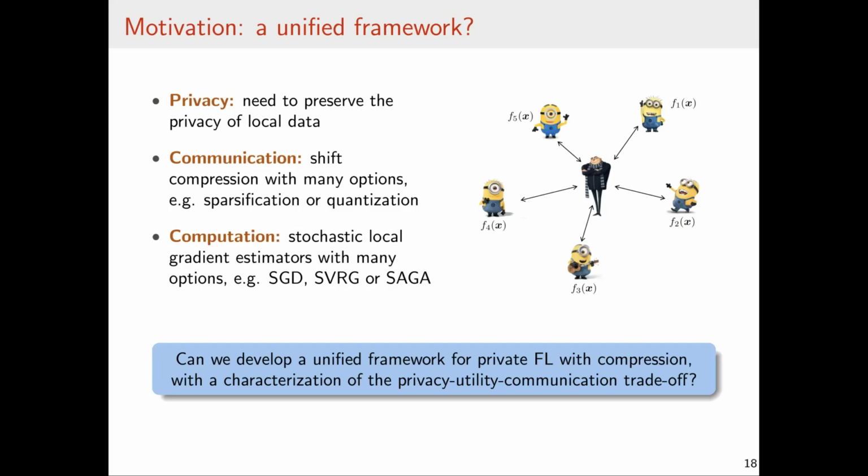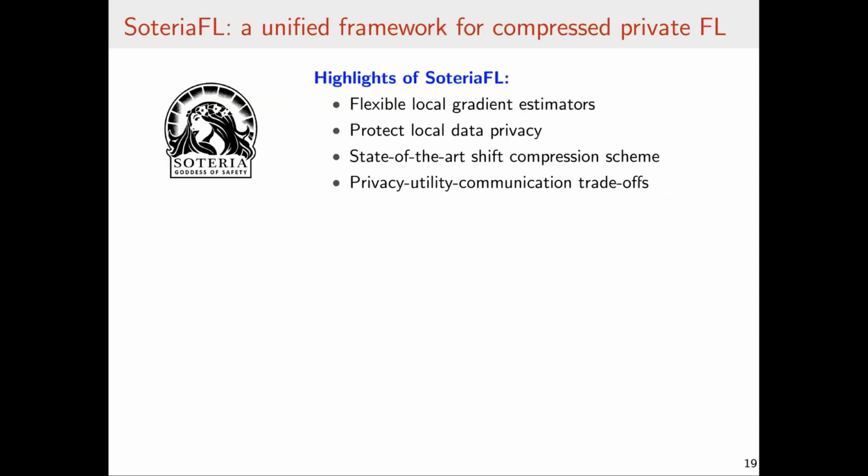And more importantly, we want to be able to characterize the trade-off between these different considerations. Maybe there is a complete characterization of the trade-off between privacy, utility, where utility means the convergence or the final accuracy of the model, and the communication cost. We want to have a trade-off of all these three aspects in a unified manner. And because of this motivation to design a unified framework, we introduced an algorithm framework called SoteriaFL, and it was fairly interesting.